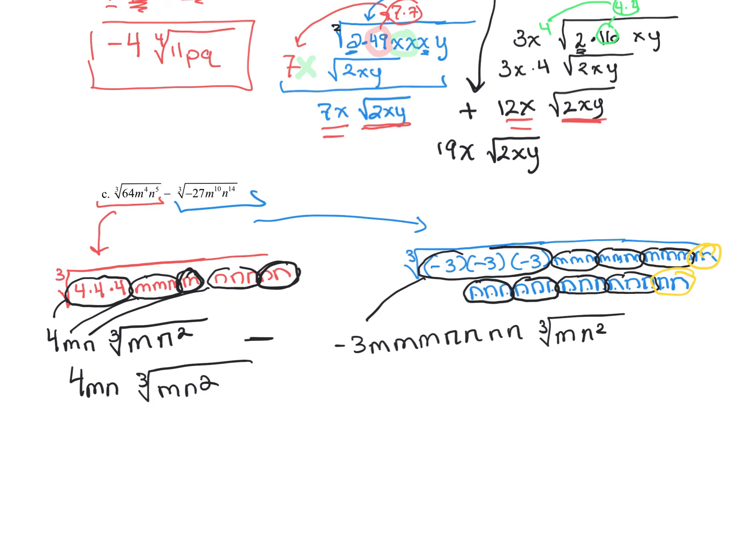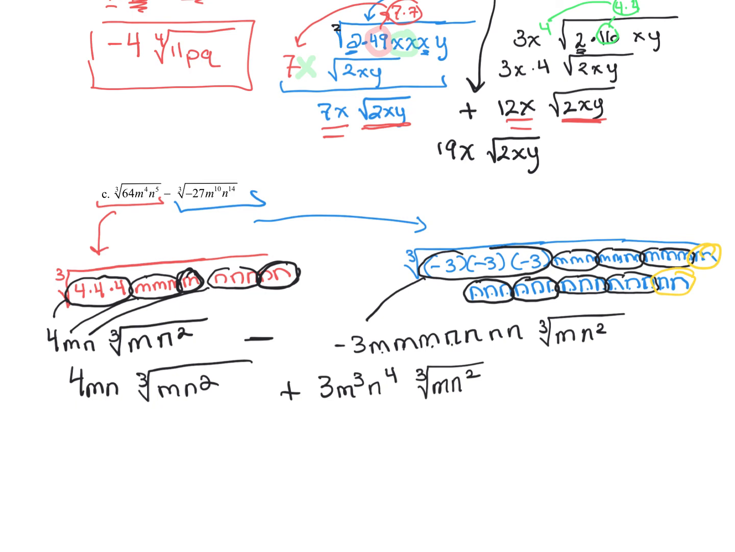Minus, minus, make this become a plus. Plus, this is 3m. M times m times m is called m cubed. And then n times n times n times n is called n to the fourth. And this has a cubed root of mn squared.